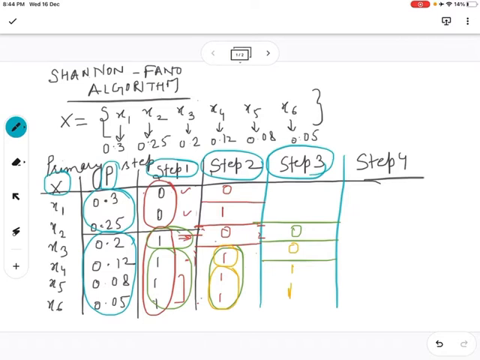Now we have x5 and x6, this group. So here also we have only two probabilities, so it is going to divide very simply. I'll assign 0 here, 1 here. Now we have the final code.